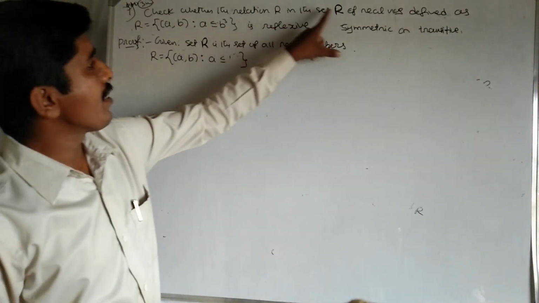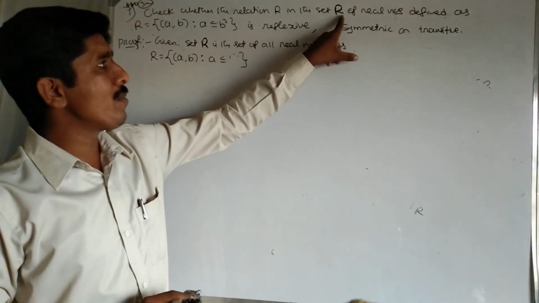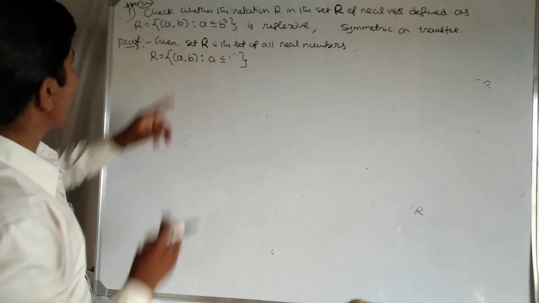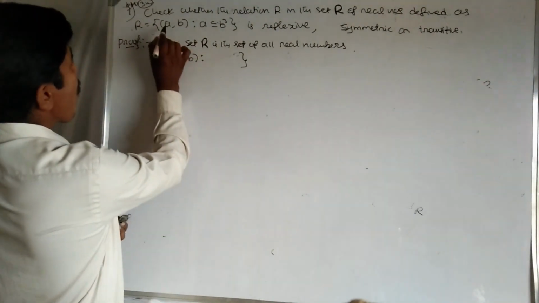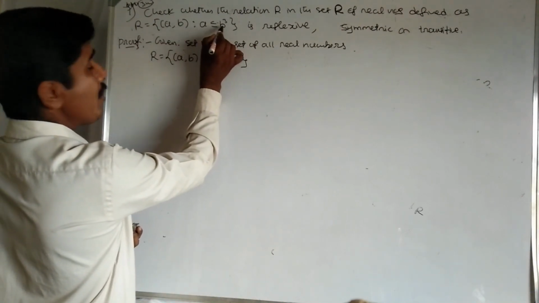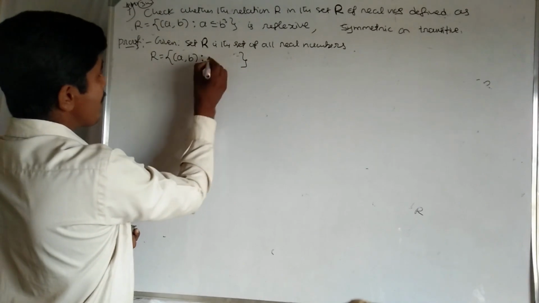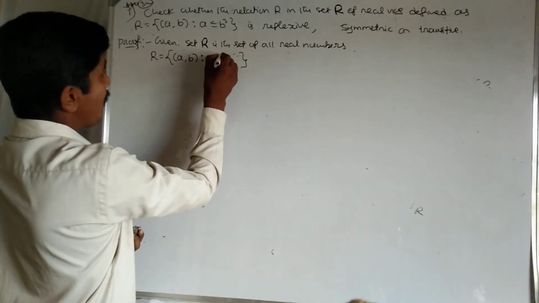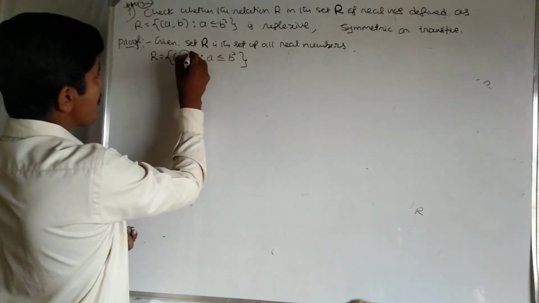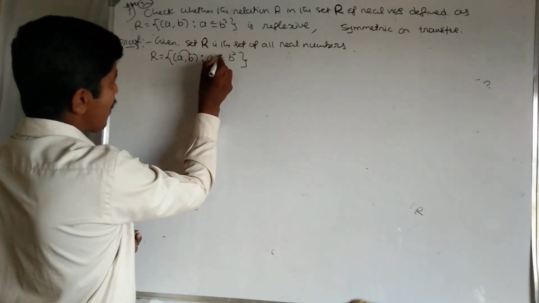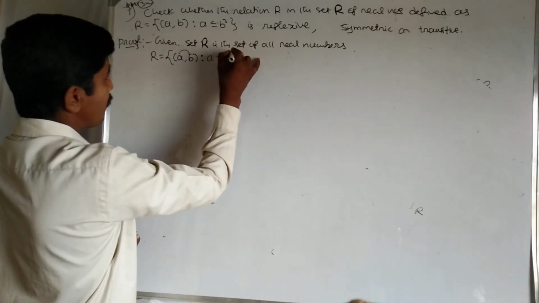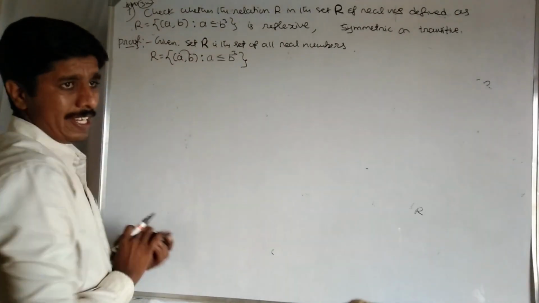A relation R in a given set, here the set of all real numbers, is defined like this: (a, b) is in R when a is less than or equal to b cube. The first element is less than or equal to the cube of the second element.